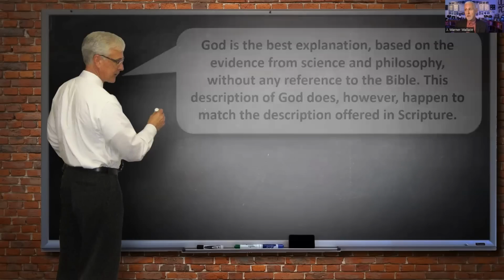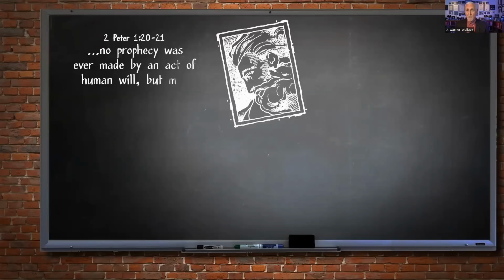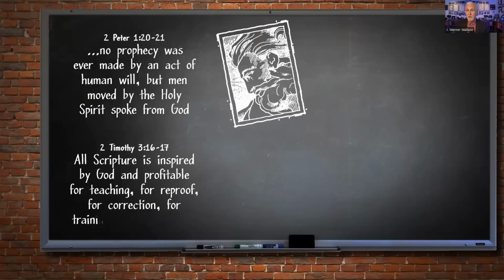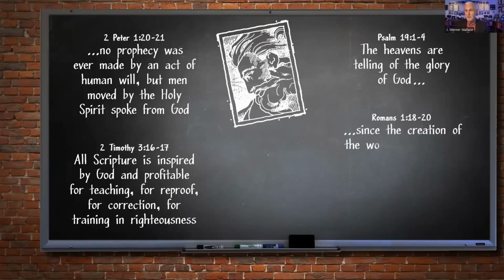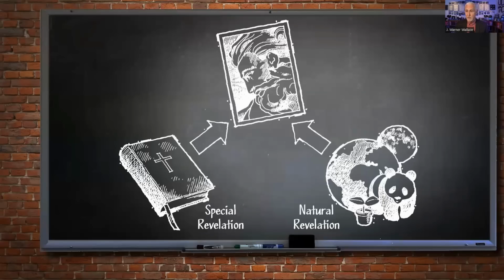description offered in Scripture. In other words, if we were to look at what Scripture says about the nature of God, you would find that it happens to match what we could learn about God if all we did was look at the science related to the universe, biological life, consciousness, free agency, and morality. In other words, special revelation definitely points to the existence of God, but you can learn a lot from natural revelation.